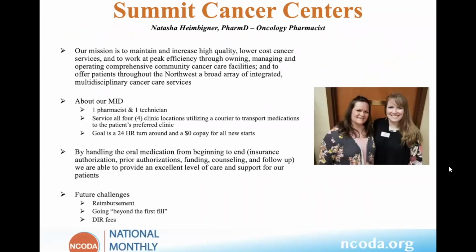So at Summit Cancer Centers, we currently have 4 locations: Spokane, Spokane Valley, Post Falls, and down in Meridian, Idaho. In our practice, we have 6 oncologists, 2 nurse practitioners, 1 physician assistant, 2 surgeons, 1 pharmacist, myself, 3 IV technicians, 1 oral technician, and 60 ancillary staff. We do everything from bone marrow biopsies, chemo, radiation, surgery, imaging, financial support, and our medically integrated dispensary. Our medically integrated dispensary boasts 1 pharmacist, myself, and 1 oral technician, Alicia Barnes. We service all 4 clinics utilizing a courier or transport to get all of the medications to our varying locations. Our goal is a 24-hour turnaround and a $0 copay on all new starts with our MID. By handling the oral medications from beginning to end, we're able to provide excellent care at a high level for all of our patients.